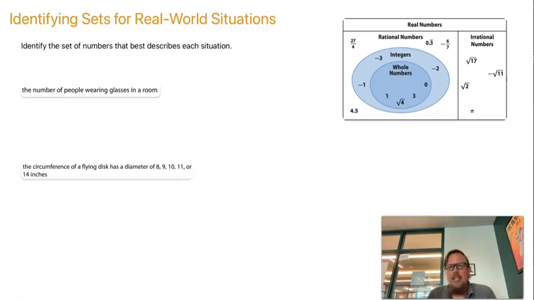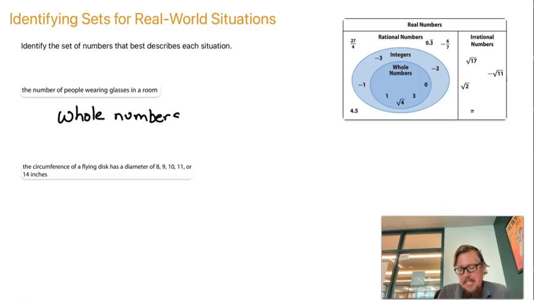That immediately narrows it down to being either an integer or a whole number. Well, an integer means it could be negative. So we know we can't have a negative number of people wearing glasses either. So we don't need to include the set of integers either. This means that the number of people wearing glasses in a room would be just whole numbers. Whole numbers is the set that best describes this.